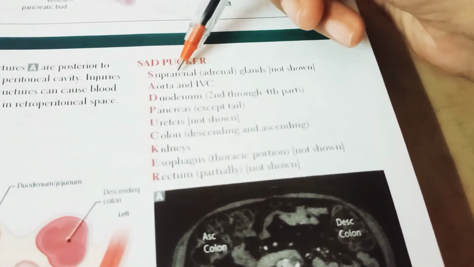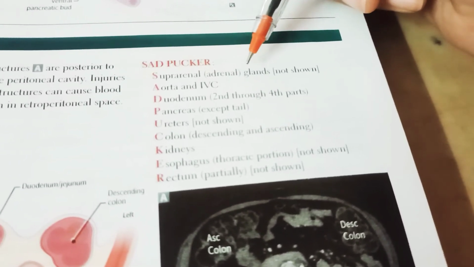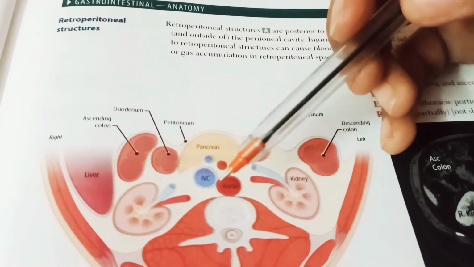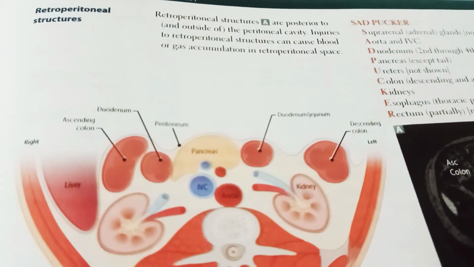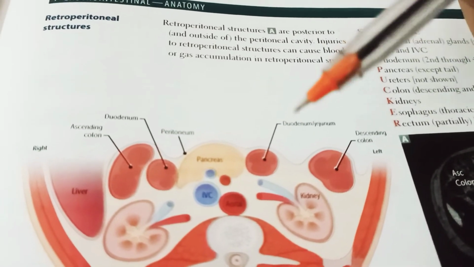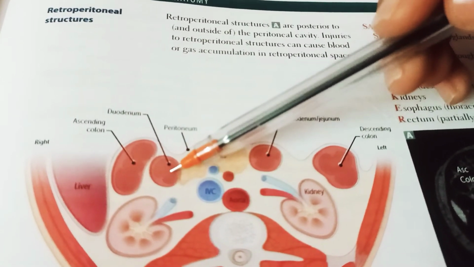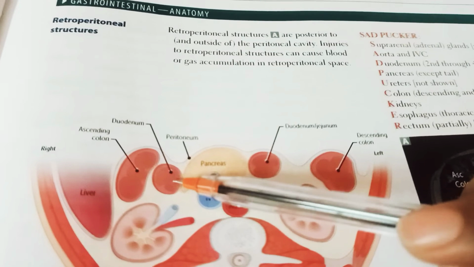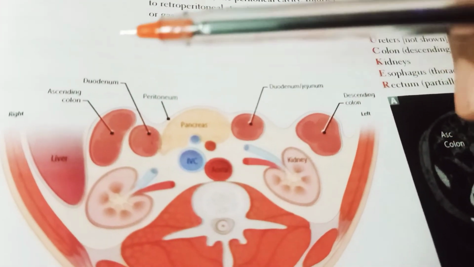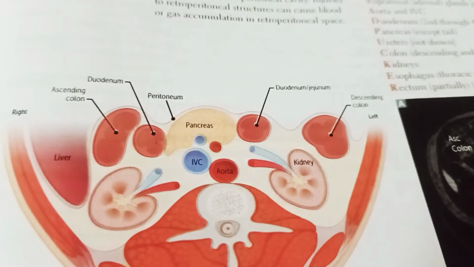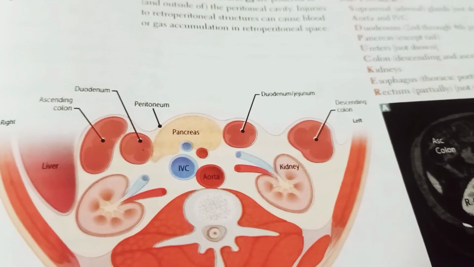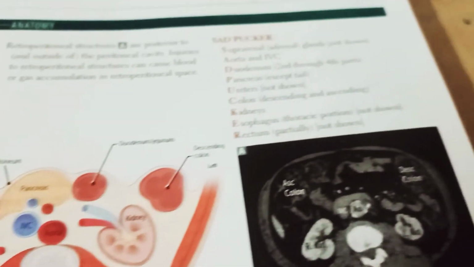SAD PUCKER. S is suprarenal, meaning the adrenal glands are retroperitoneal. A is aorta and IVC, which are retroperitoneal, and duodenum, second through fourth parts, are retroperitoneal. And pancreas except the tail, so the pancreatic head is retroperitoneal, and the pancreatic tail, of course not shown here, is not. And the ureter is also retroperitoneal.